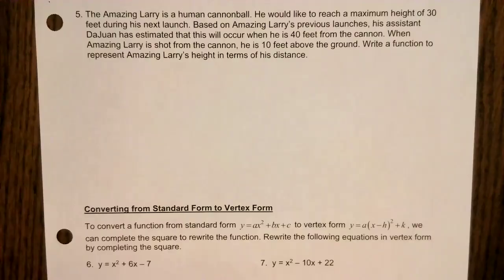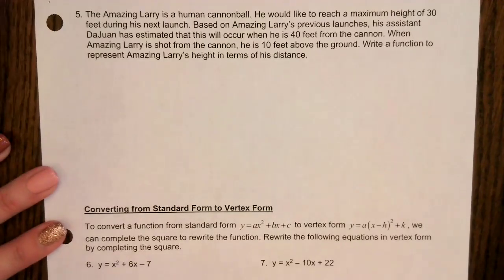All right, we're going to try another form here just by putting it in a word problem. So it's still a vertex and a point, but we're going to go ahead and put it in a word problem so you can see how that goes. The amazing Larry is a human cannonball. He would like to reach a maximum height of 30 feet during his next launch. Based on Amazing Larry's previous launches, his assistant Dewan has estimated that this will occur when he is 40 feet from the cannon. When Amazing Larry is shot from the cannon, he is 10 feet above the ground. Write an equation to represent Amazing Larry's height in terms of his distance.